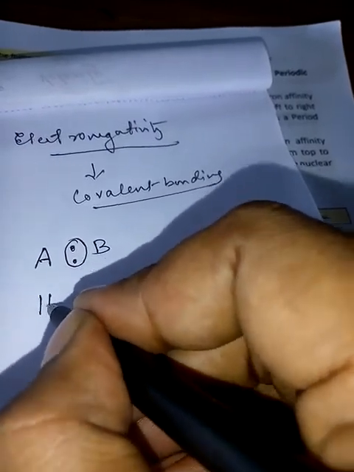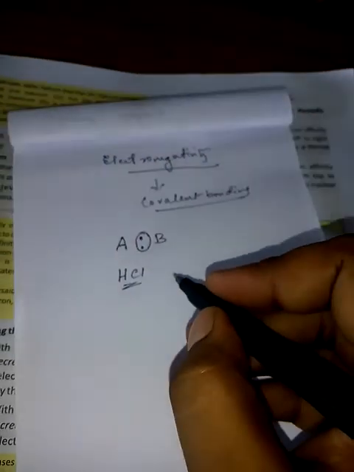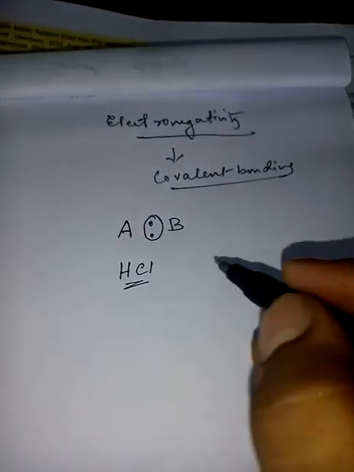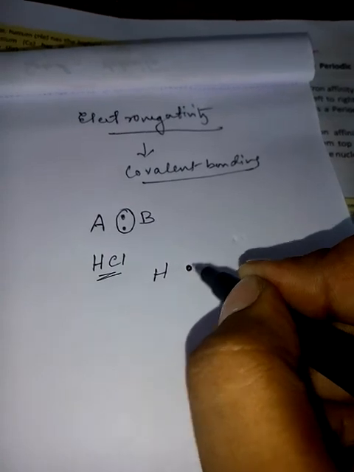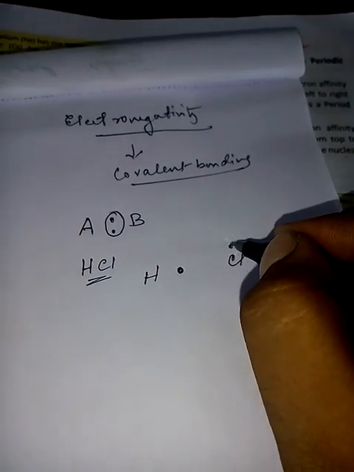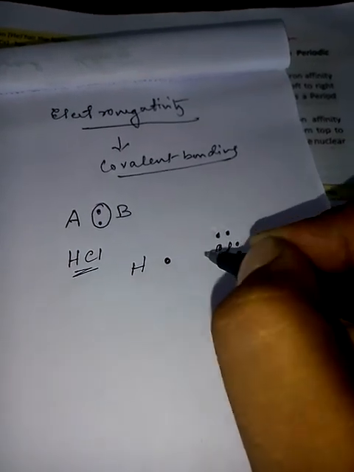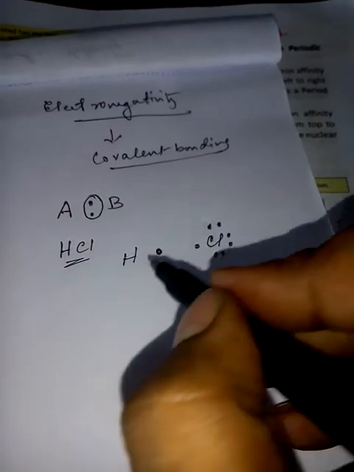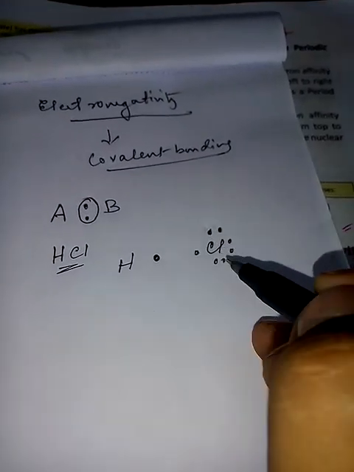For example, in the case of hydrogen chloride, what happens? Hydrogen has one electron and chlorine in its outermost shell has 7 electrons: 1, 2, 3, 4, 5, 6, 7. This is the Lewis dot structure I am drawing. So in the outermost orbit it has 7 electrons.